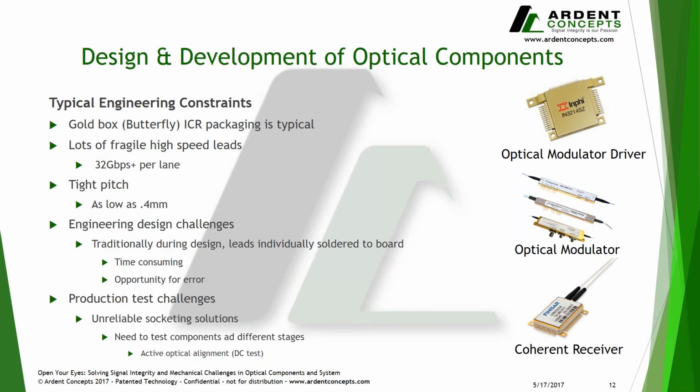So we have fragile, high-speed leads, many of them, up to 32 gigabits plus per lane. And that's going to increase as the data rate transmission needs increase. As such, they fit into these smaller packages. The pitches are quite small, down to 0.4 millimeters, and also decreasing every day. Some of the traditional methods of measurement might include soldering these packages down to a PCB during the validation cycle, which can be time-consuming and opens you up to error. And of course, there are production challenges due to the fragility of the socket itself that's needed to test these. So currently, there are pretty unreliable socket solutions to test these devices.